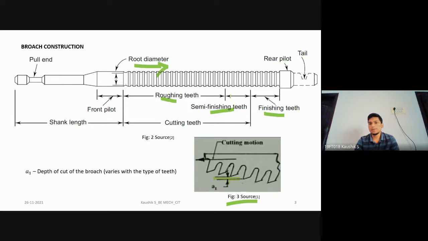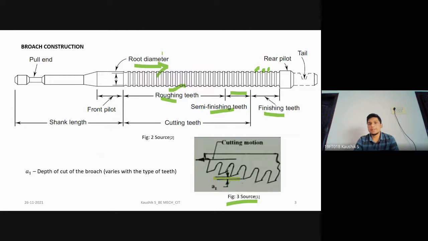Second are the semi-finishing teeth. These remove slightly less material than the roughening teeth. Majorly, the roughening teeth do the removal part. And then we have, at last, the finishing teeth, which remove a very meager amount of material during the removal process. The diameter of the finishing teeth is somewhat closer to that of the final desired shape. And all these teeth at the last would have the same diameters.